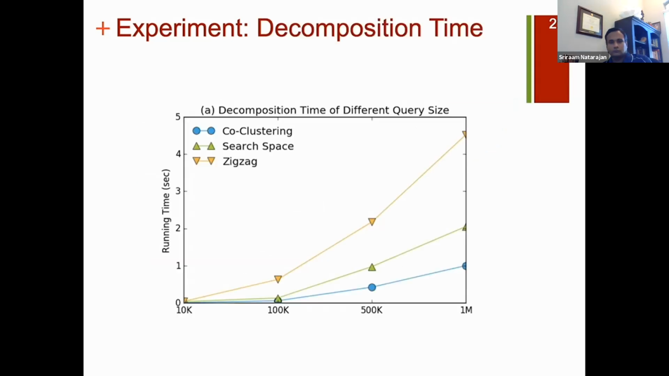Here are the decomposition times of our 3 decomposition methods. The co-clustering method is really fast. Even when the query set is 1 million, it's still under 1 second to process. Search space is slower, and the zigzag is the lowest. When the query set size is under 100,000, all of these 3 methods can process them under 1 second.